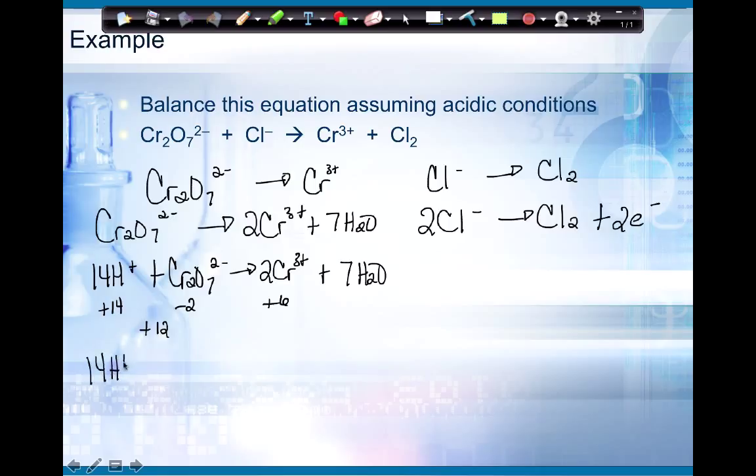So 14 hydrogen ions, one of these. Okay, so I need this +12 to go down to 6. So I'm going to add a -6, and that'll give me a +6. So then I'll have the same number on both sides. Positive 14 plus negative 2 plus a negative 6 will give me a positive 6, which is what I have on the other side.